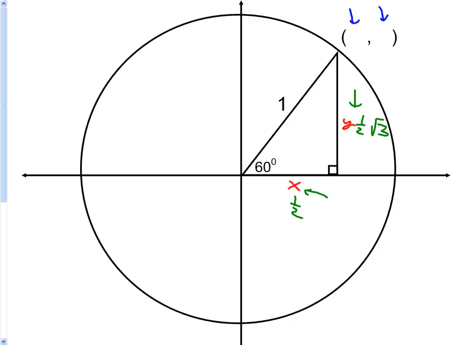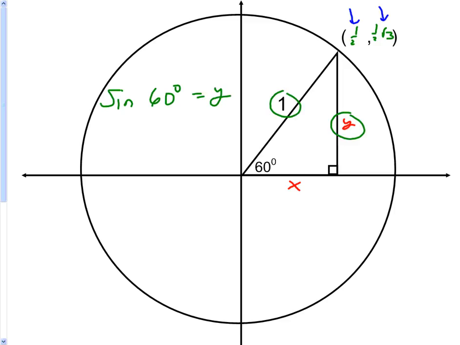And did anybody do it in terms of sines and cosines and that kind of stuff? Because that would have been a good way to do it too. Instead of saying 1/2 and 1/2 root 3, which are good answers, if you use sine of 60, sine is opposite over hypotenuse, right? What would that be? Sine of 60 would be opposite over hypotenuse, y over 1, which is y. So y is sine of 60.